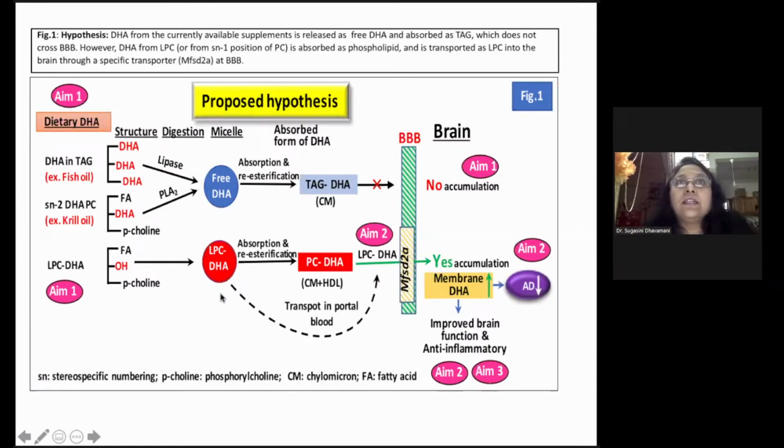We hypothesize that this failure is due to the inability of the supplements to enrich brain DHA, since they are all absorbed in the free DHA form. The DHA from the currently available supplements, fish oil or krill oil, is released as free DHA, which does not cross the blood-brain barrier. Whereas the DHA from LPC, from the SN2 or SN1 position of PC, is absorbed in a phospholipid form and transported as LPC, and it has the ability to cross the blood-brain barrier with the transporter MFSD2A.